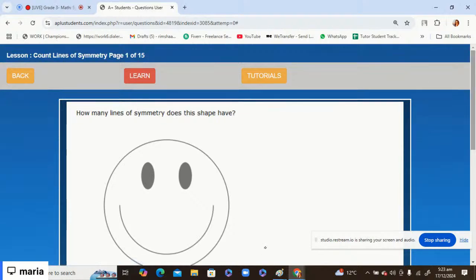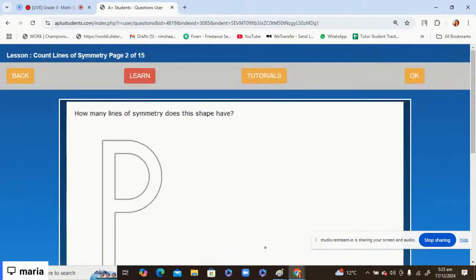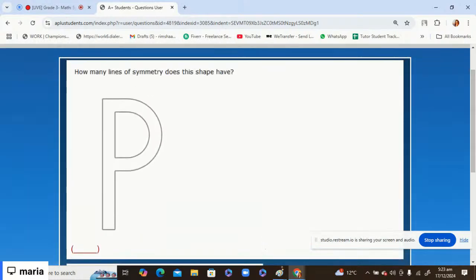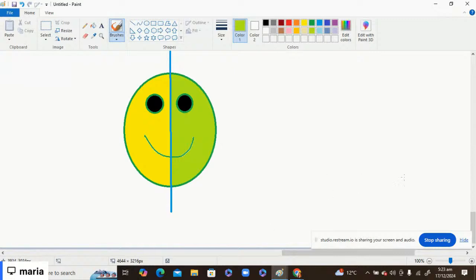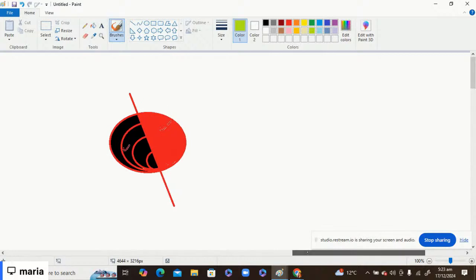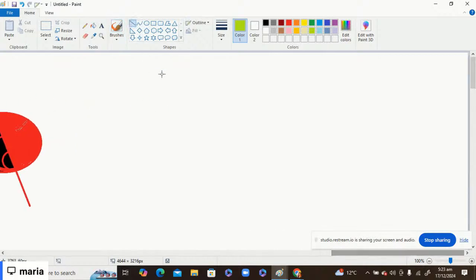Let's go with it. Okay, now here is the P. Look here, this P shape. For example, when we are going to draw the P here.